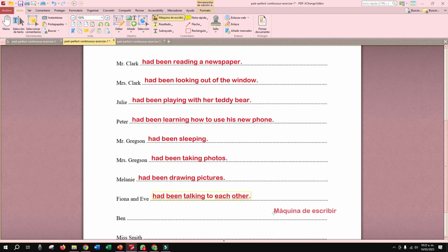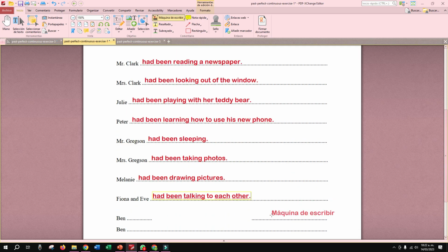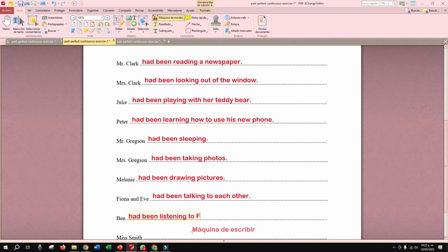Good. And the Ben, what about Ben? Mr. Davy, you have there listen to Fiona and Eve. Ben, mm-hmm. Ben had been listening to Fiona and Eve. Yes, that's Ben had been listening to. You can have Fiona and Eve, right? That would be. So Ben had been listening to Fiona and Eve.